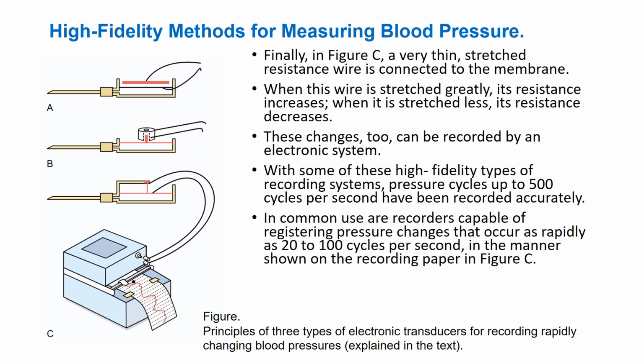Finally, in Figure C, a very thin, stretched resistance wire is connected to the membrane. When this wire is stretched greatly, its resistance increases. When it is stretched less, its resistance decreases. These changes, too, can be recorded by an electronic system. With some of these high-fidelity types of recording systems, pressure cycles up to 500 cycles per second have been recorded accurately. In common use are recorders capable of registering pressure changes that occur as rapidly as 20 to 100 cycles per second, in the manner shown on the recording paper in Figure C.